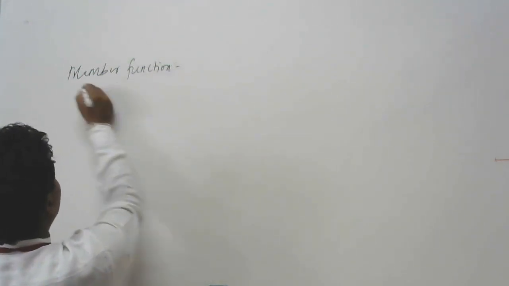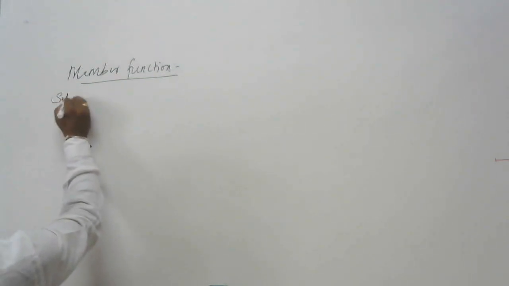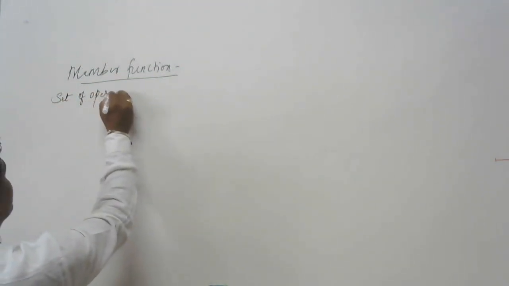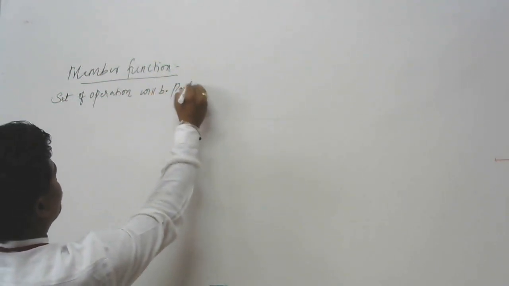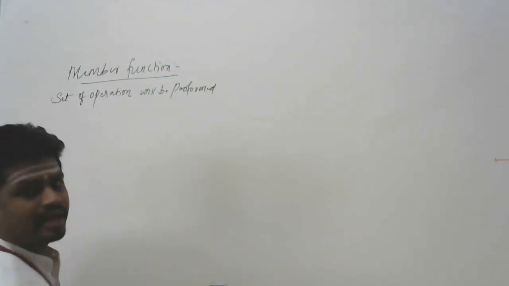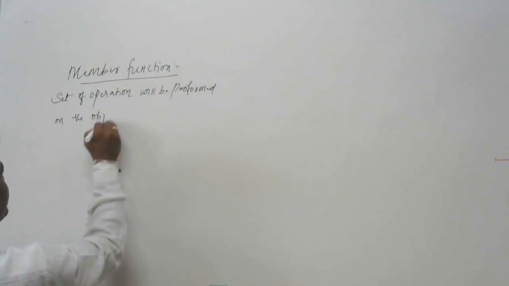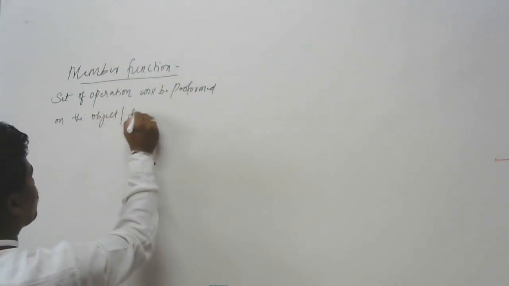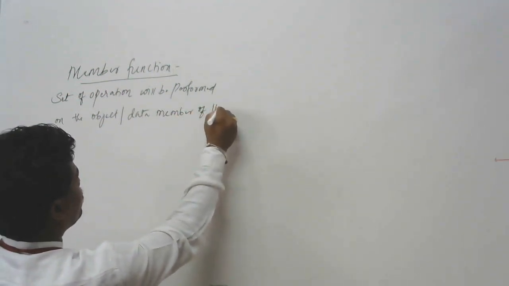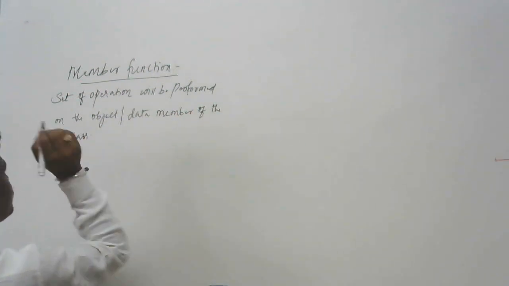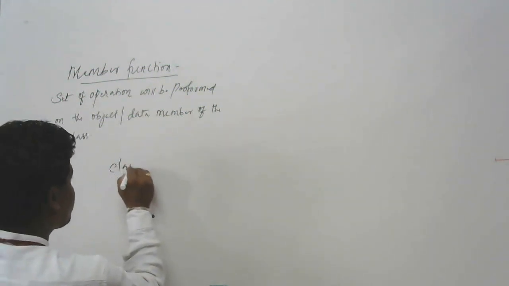The name called member function. The definition is: a set of operations performed on the object or data members of the class is called a member function. I will explain with a programming example.